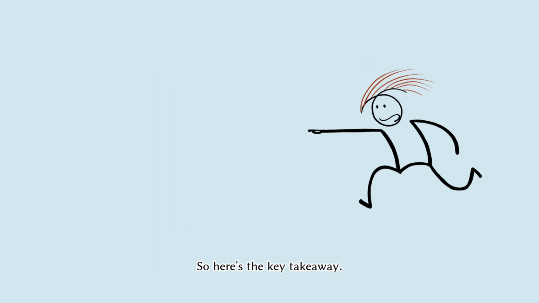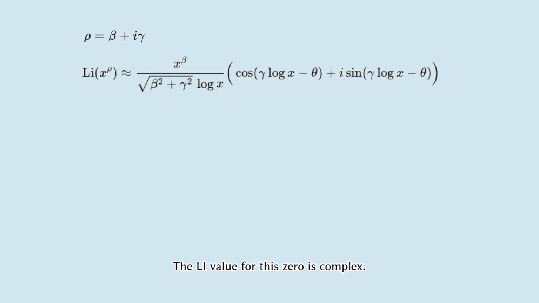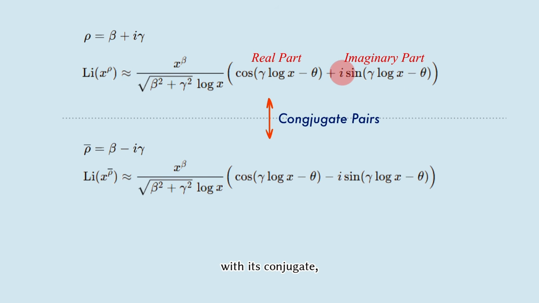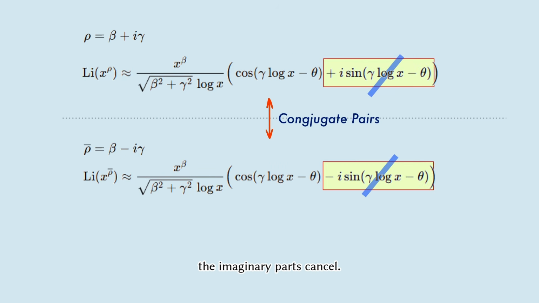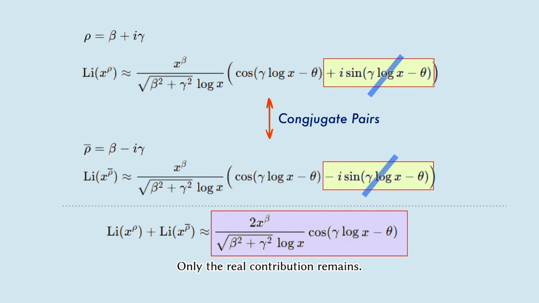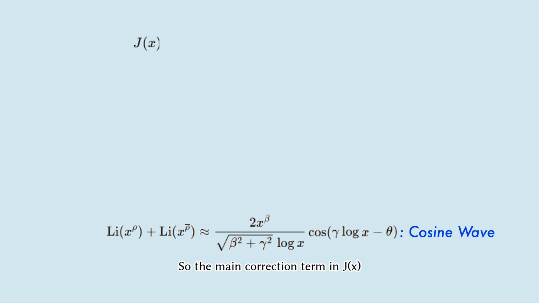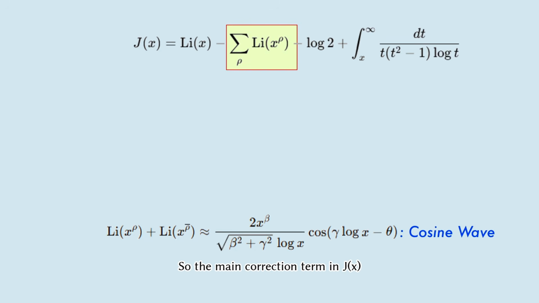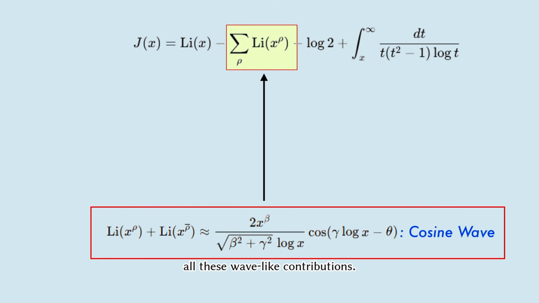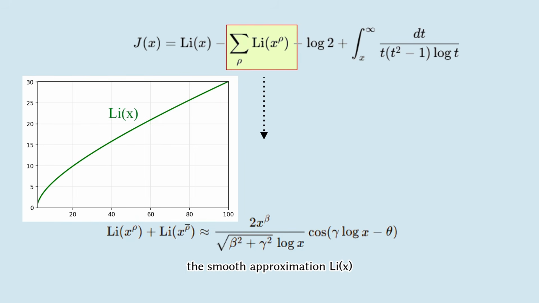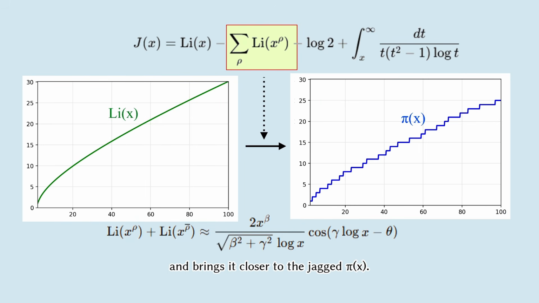So here's the key takeaway. A non-trivial zero rho equals beta plus i gamma. The Li value for this zero is complex, but when this zero is paired with its conjugate, the imaginary parts cancel. Only the real contribution remains. That real part behaves roughly like a cosine wave. So the main correction term in J of x is the sum of all these wave-like contributions. It corrects the smooth approximation Li of x and brings it closer to the jagged pi of x.